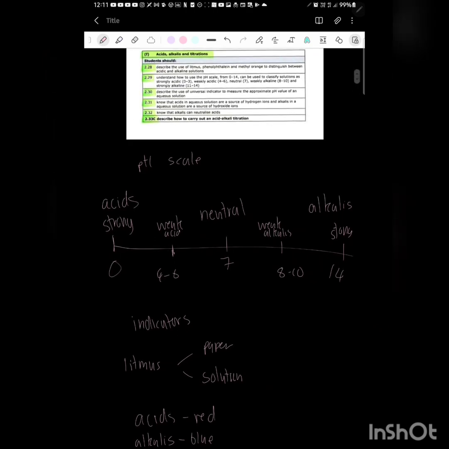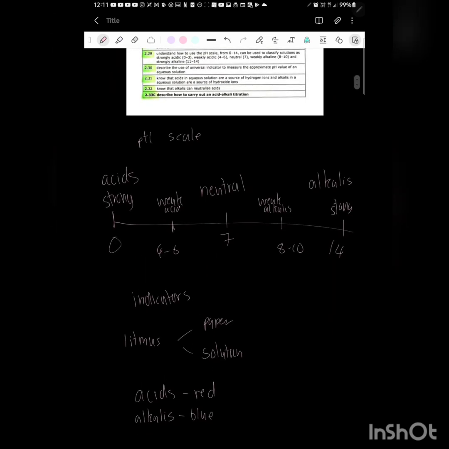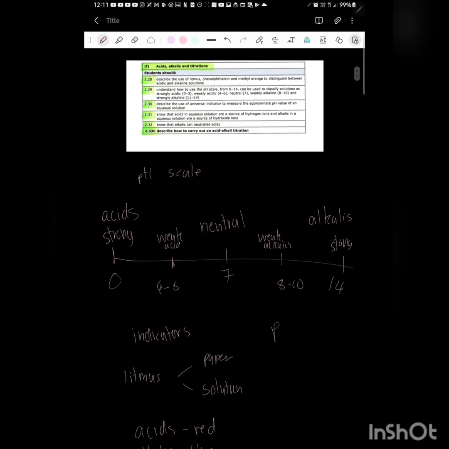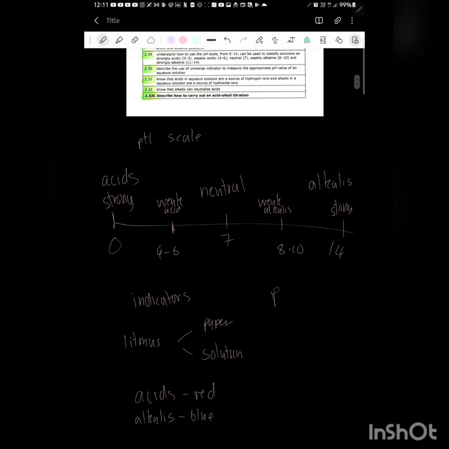And the next indicator is phenolphthalein, and that's just horrible to spell, so I'm not even gonna try. I'm just gonna call it P. So this only has 2 colors as well. So in an acid, it is colorless, and in alkalis, it is pink.